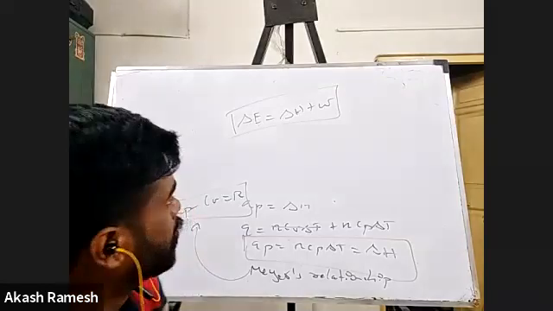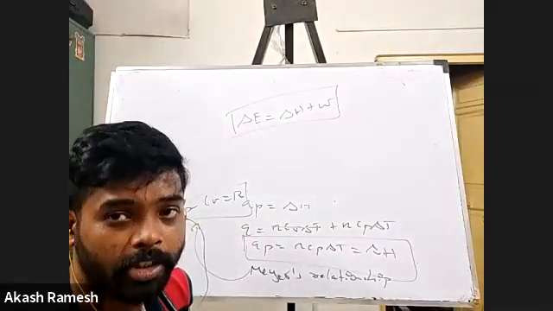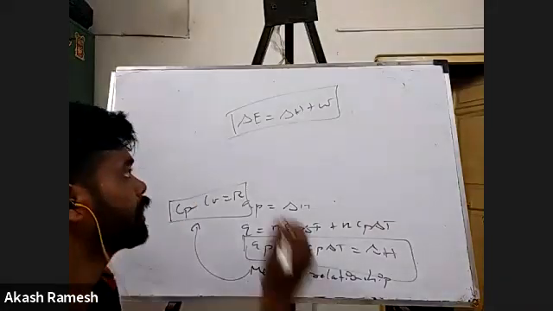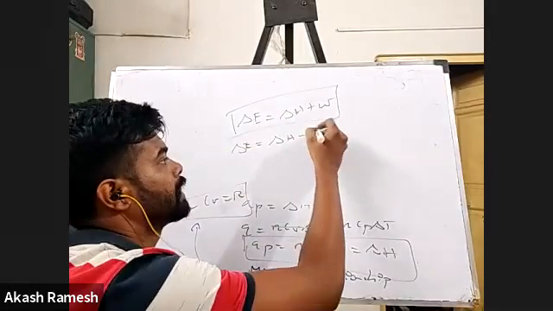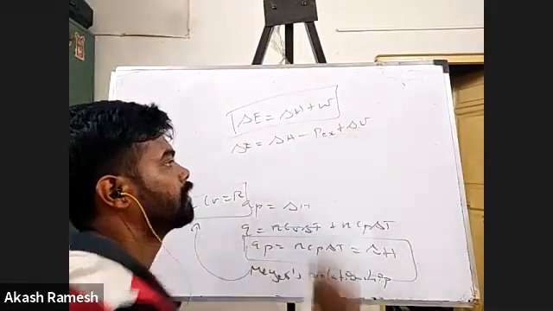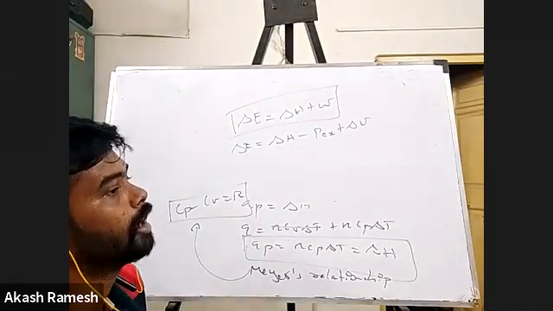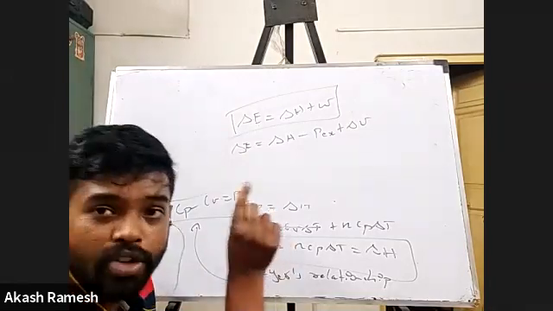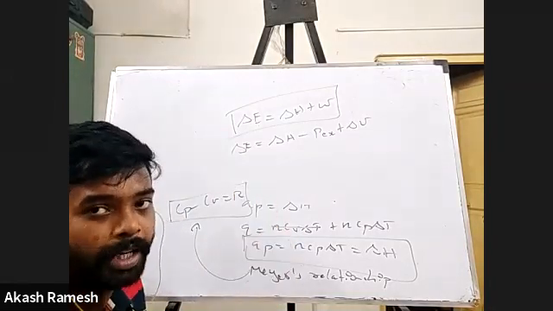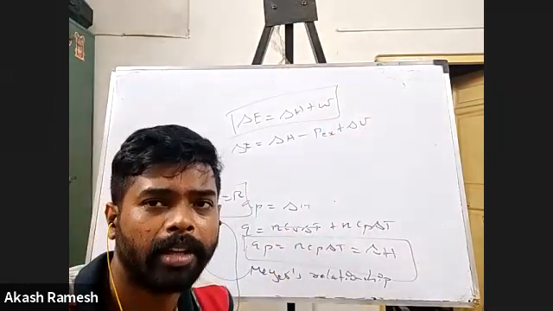Now W again I know. W is basically going to be minus P external delta V. Let me put that there. So I have delta E is equal to delta H minus P external delta V. No issues. Now, people, we are talking about change in volume, isn't it? Delta V is what we're speaking of here.